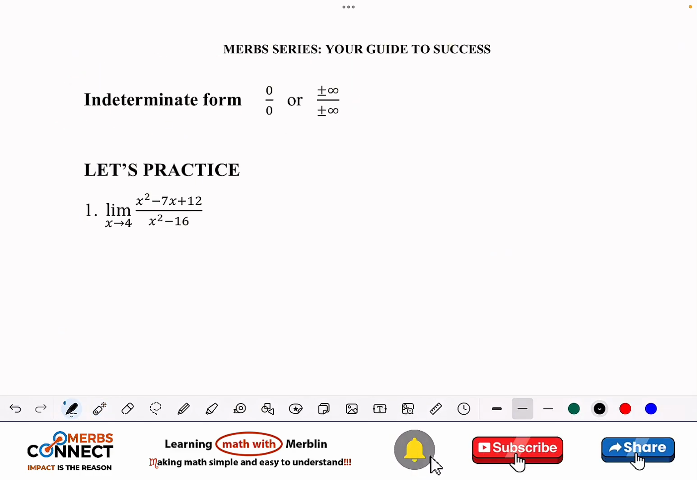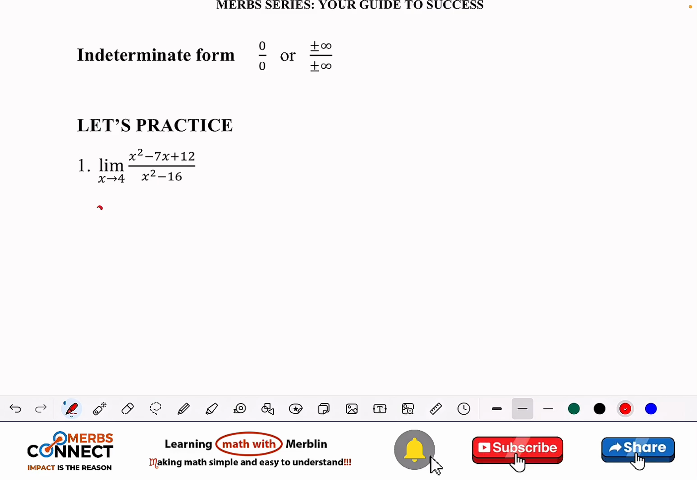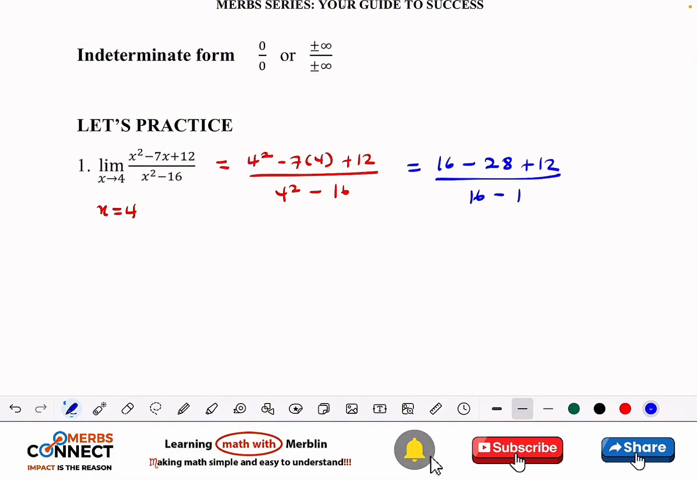So anytime I want to use L'Hopital's rule, the first thing I need to do is put it in directly and see what is happening. So solving this, I'm going to set x equal to 4 and just put it inside directly. So 4 squared minus 7 times 4 plus 12 divided by 4 squared minus 16. And this is going to give me 16 minus, is it 24? 7 times 4 is 28, plus 12 divided by 16 minus 16. And we see that this is going to give us 0 divided by 0.